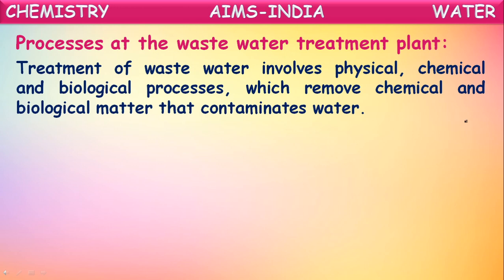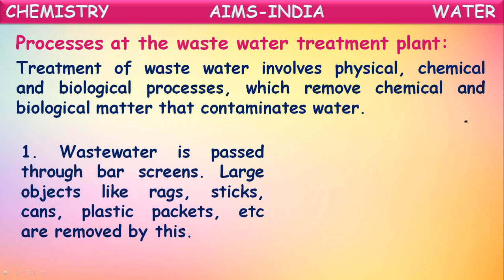So all these impurities have to be removed from the water, like chemical impurities and biological impurities. Chemical impurities means the chemicals present in the water like nitrates, phosphates, whatever we told earlier. These all have to be removed, and some bacteria and other microbes which cause disease to us also have to be removed. Those we call biological matter. So all these have to be removed from the water, which contaminate it.